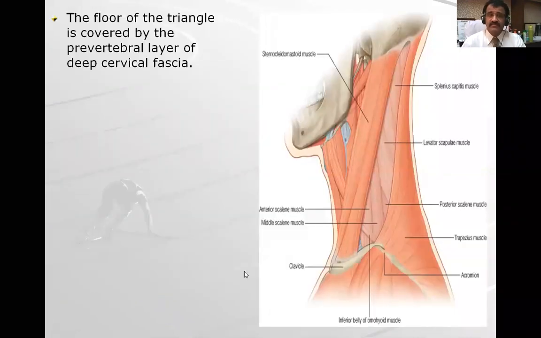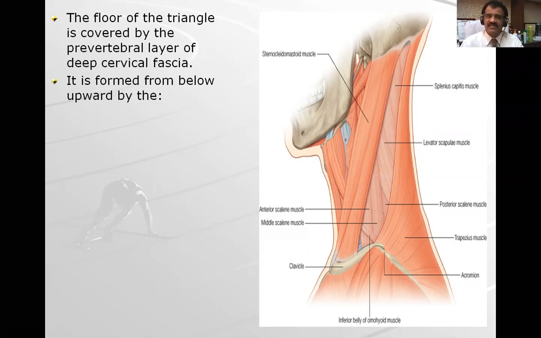Here, the floor of the triangle is covered by the prevertebral layer of the deep cervical fascia. Prevertebral means just in front of the vertebrae, so it is deep. That is why it forms the floor. And there are other structures which are found in the floor.